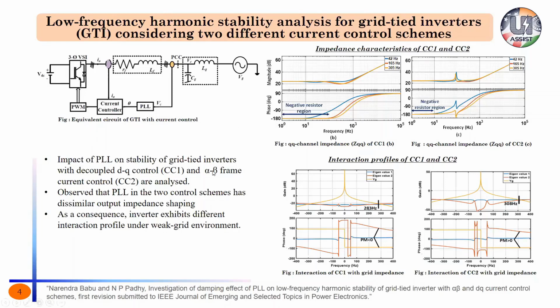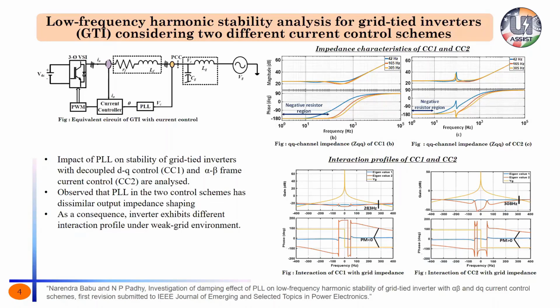We modeled the impedance characteristics of the inverter with the two different current control schemes and projected them in terms of impedance plots. If we look at the top right corner, we have two figures for CC1 and CC2. Figure B is the inverter output impedance when current controller 1 is considered. Here we can see the extended negative damping region offered by the PLL, and it is also a function of the PLL bandwidth. As I increase the bandwidth of the PLL, this negative damping was increasing.